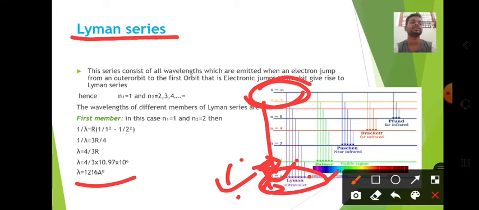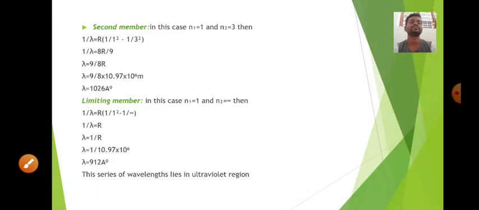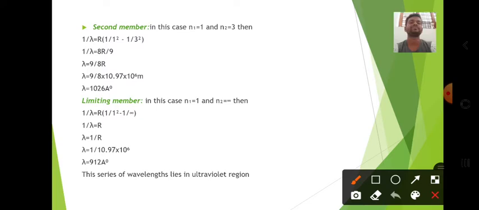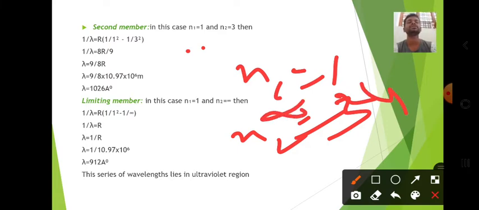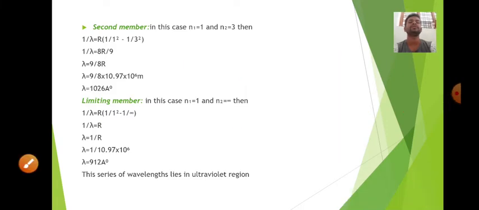Lyman series. Next, the second member. Here, n1 is 1 only. Always in the Lyman series you have to substitute n1 equals 1 only. But the n2 value changes. If n2 is 2, it is the first member. If it is 3, that is the second member. If it is 4, that is the third member. If it is infinity, that is the last member. Like this only.